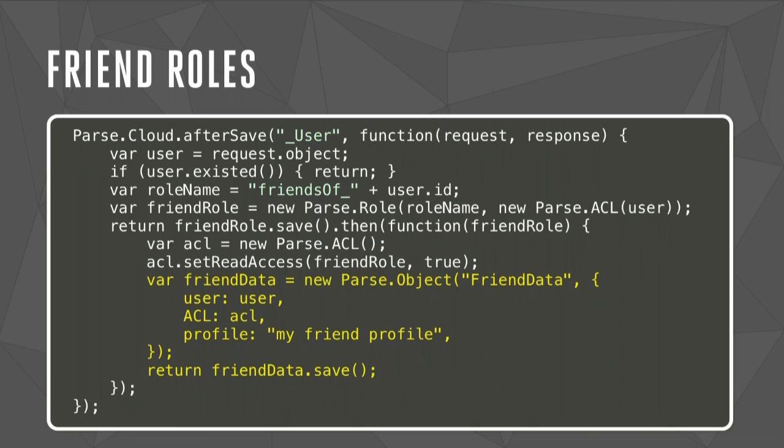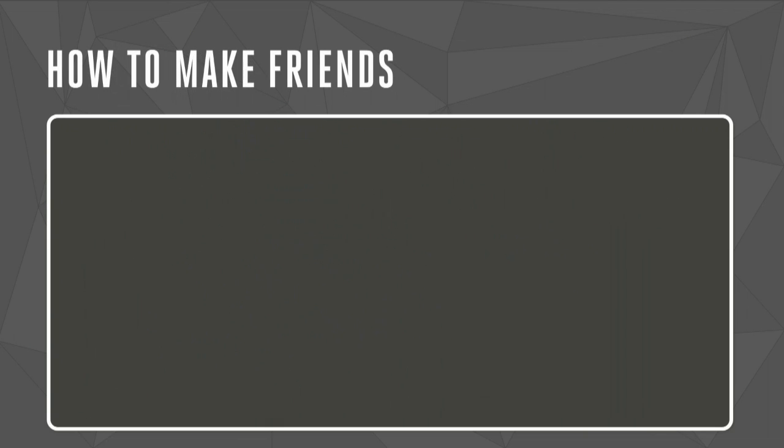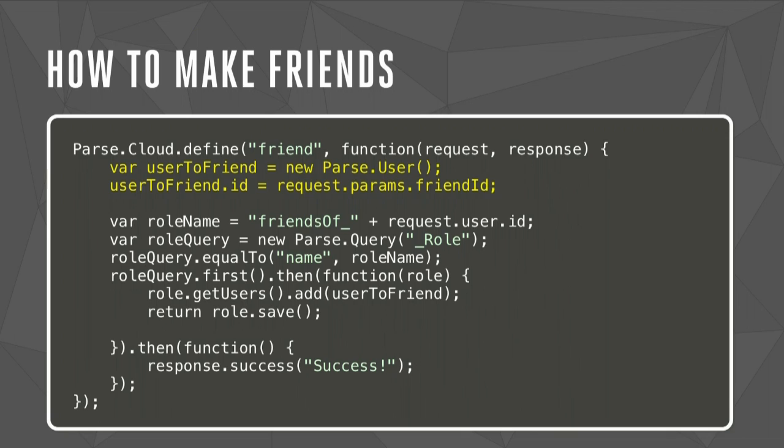So the other piece of this puzzle is, OK, how do I add friends to this role? In order to add a friend here, I've defined a Cloud Code function. A Cloud Code function is kind of like an after save, but instead of being triggered by saving an object, you can just invoke a function directly. So if you're using one of our mobile SDKs, you can call Parse.Cloud.run, pass in the name of the function as friend, and then pass in arguments. In this case, as you can see from the second line, request.params.friendID, you can pass in a friend ID to be friended.